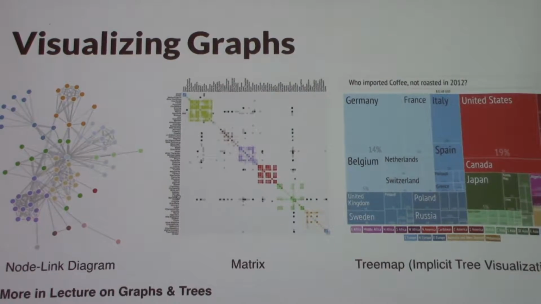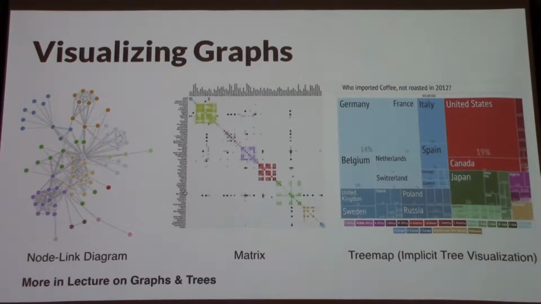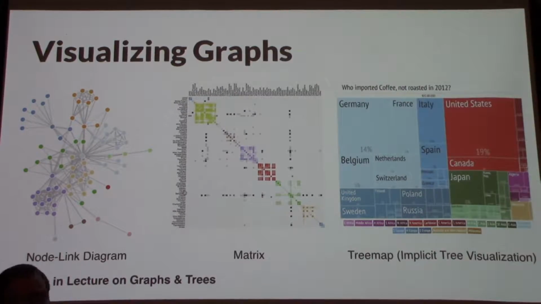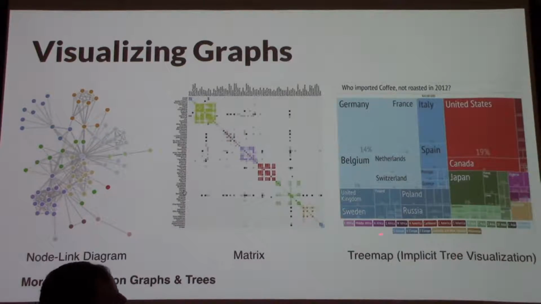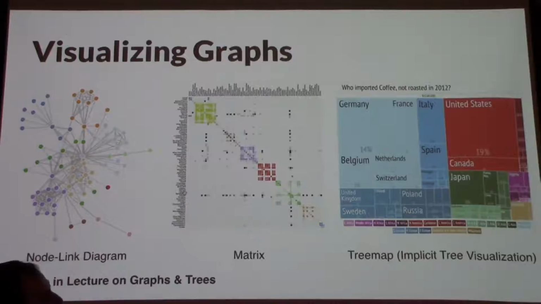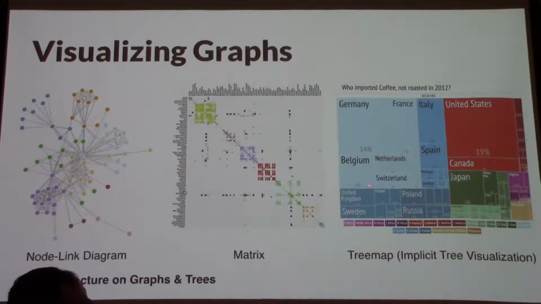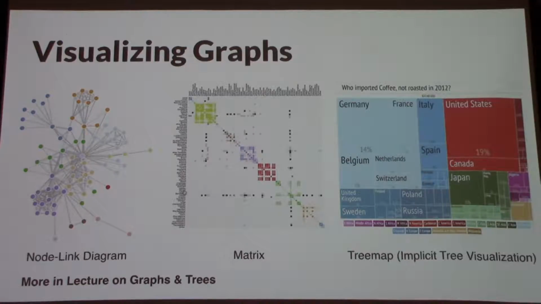Here's a tree map. I guess you have probably seen this. A tree map essentially partitions a space. Every subtree is assigned an area. So the root is, in this case, all of the imports. Who imports coffee? It wasn't roasted in 2000, not roasted in 2012. Here we would have all the European countries. Here we would have the North American countries and so on. So the first level of partitioning here would be continent, and then we have individual countries, and the nodes are sized by a node attribute, in this case the percentage of how much they export or import of coffee overall.